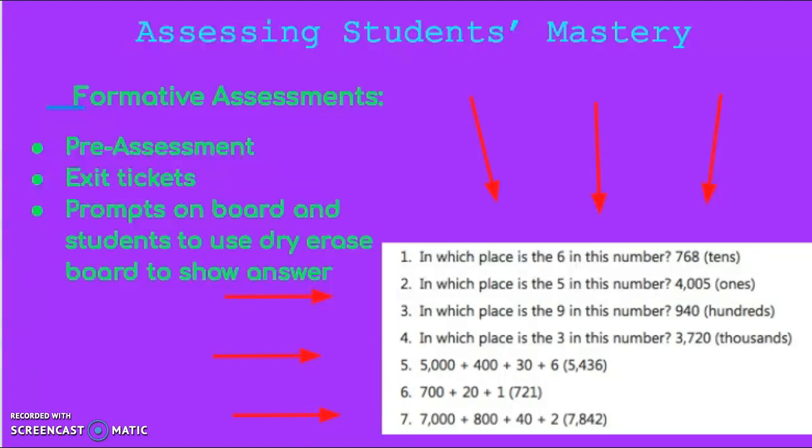Another strategy of assessing students' mastery and gaining instant feedback is writing a prompt on the board with questions like, in which place is the 6 in this number, 678? And the answer would be tens. Students will be given 30 seconds to answer and write on their dry erase board. They are lifted up towards me so I can assess each student. By the end of the unit, I would want to know that all my students learn place value.